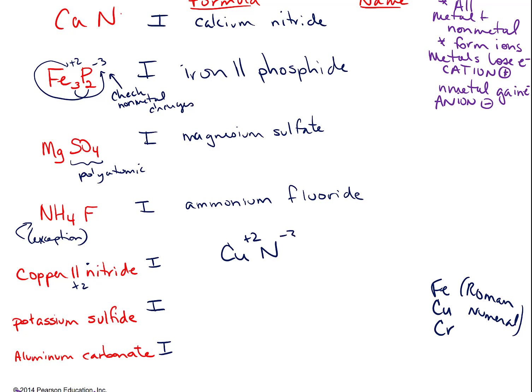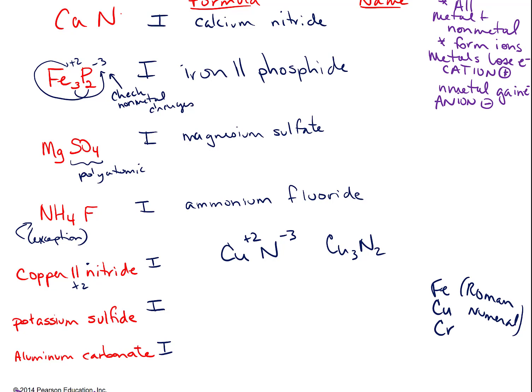Nitrogen is a -3, right? So nitrogen has 5 electrons. It's going to gain 3 in order to make 8, so it's got a -3 charge. So here, just swap them. So copper becomes a 3, nitrogen becomes a 2. The charge on the metal tells you the number of nonmetal atoms. The charge on the nonmetal tells you the number of metal atoms.